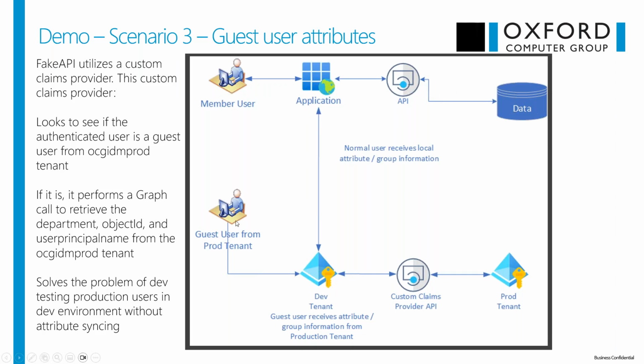What I've done with this custom claims provider is that if it is a guest user from the production tenant, then it's going to go to the dev tenant for authentication, just like guest users do. But then I've got this custom claims provider API that'll look at your production tenant and just read those attributes that you want to bring over and then bring them over to the application. In that way, you've got this digital representation of this prod user who's actually a guest user over here, but at least now you've got a digital identity representation of that user.